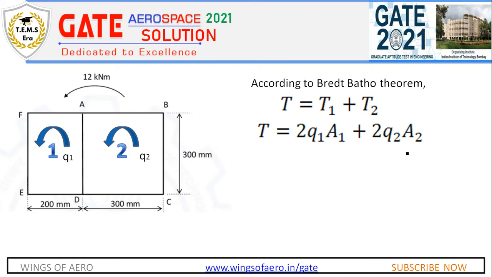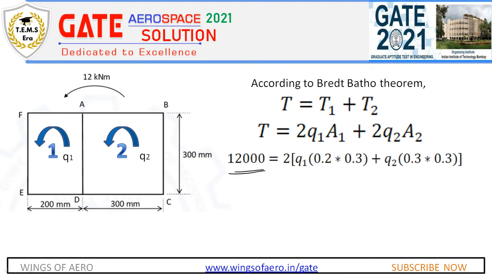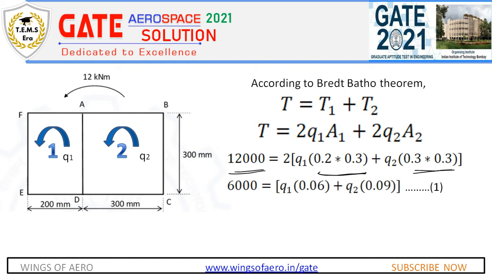Now coming to this, let's substitute the values. These values are given in the given data. Area 1 and area 2 we can find. By resolving and simplifying, we get this equation 1. Now we always need another equation to find two unknown parameters.